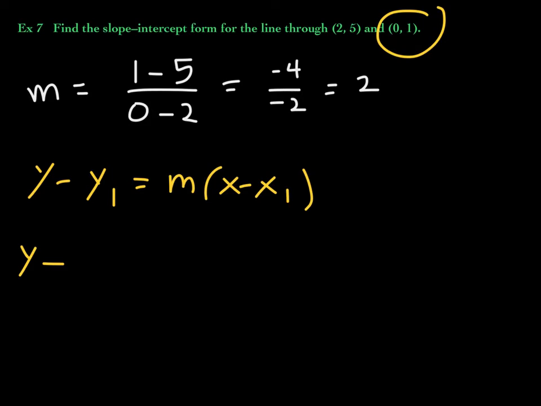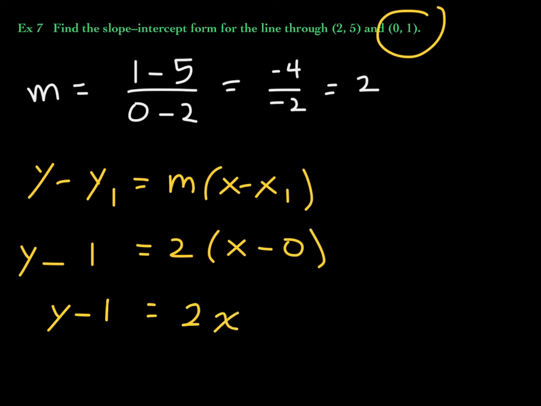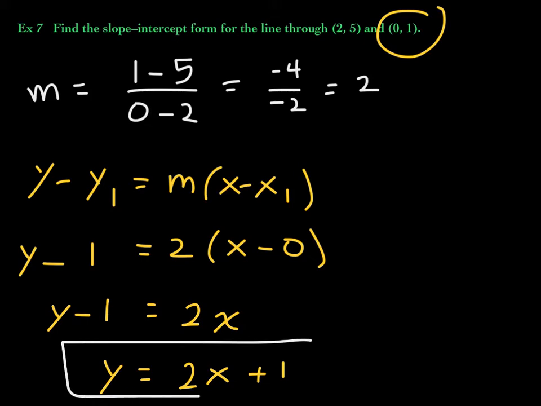So going back to here, y sub 1 would be 1 is equal to 2 times x minus 0. The good news is you're going to get the same answer regardless of which of these ordered pairs that you choose. So you get y minus 1 is equal to 2 times x, right? So add 1 to the right and you have your final answer. Adding 1 to 2x just gives you 2x plus 1. This is slope-intercept form for this line. Isn't that great?